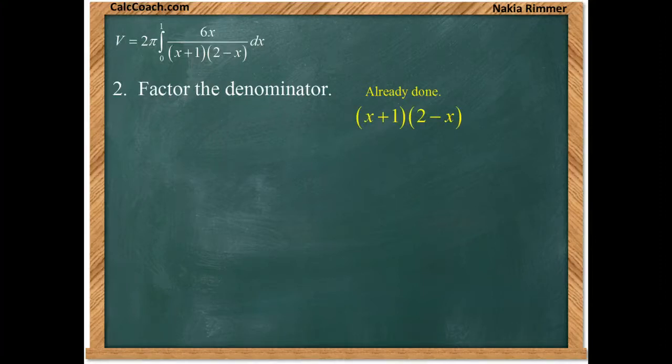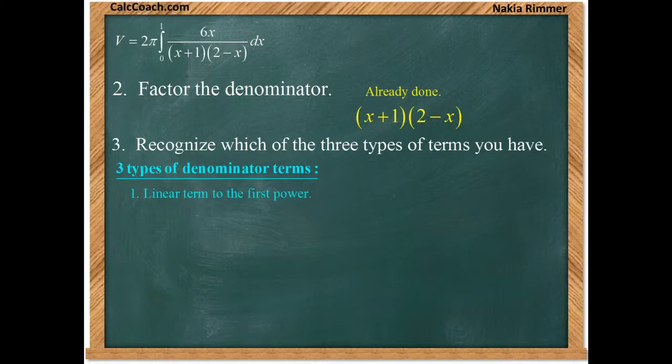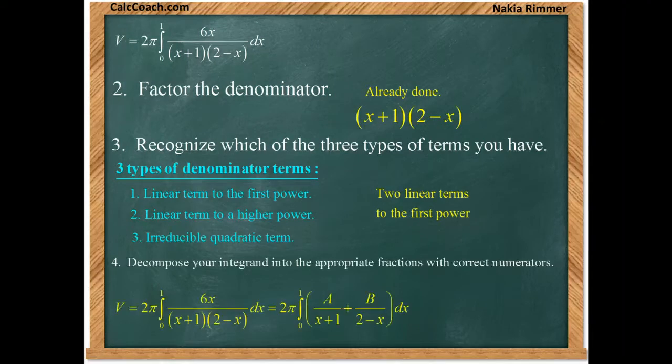So how does this break down? What are the 3 different types, and which of those are we using? The 3 different types of denominators are a linear to the first power, a linear to a higher power than that, or an irreducible quadratic. We basically are looking at 2 linear terms that are raised to the first power. So that's going to be a simple decomposition of a over x plus 1 and b over 2 minus x.